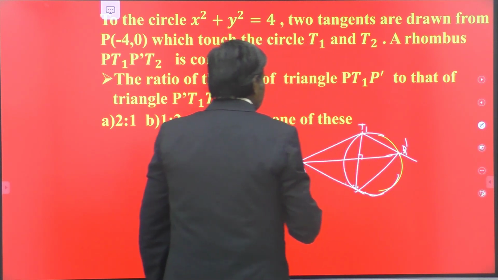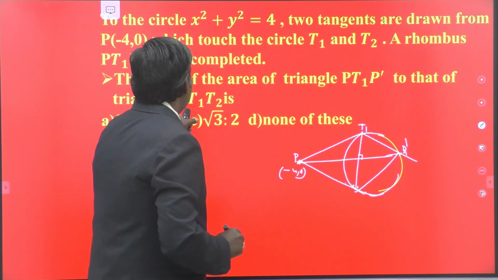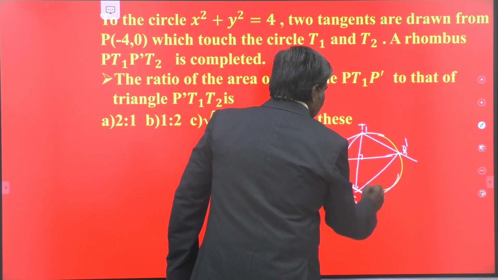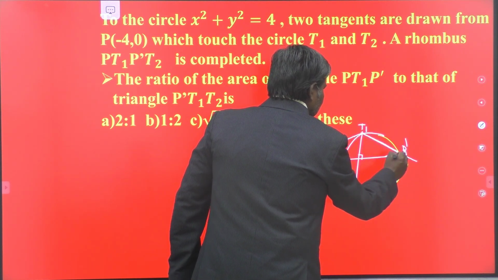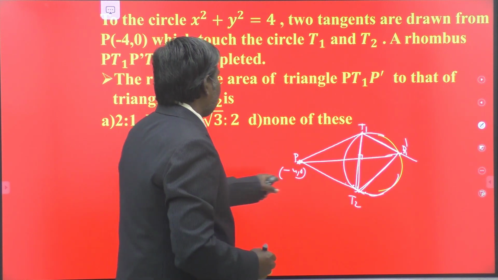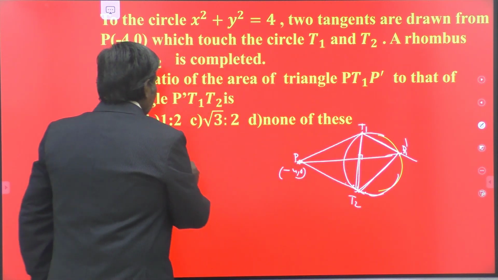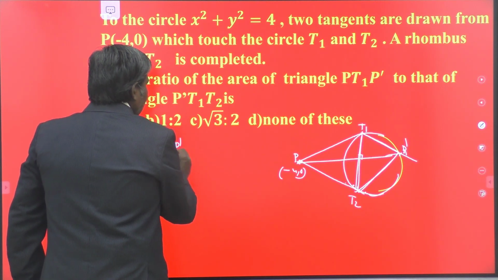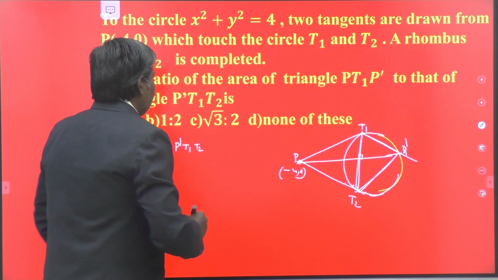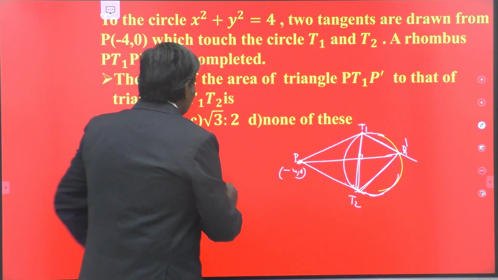The angle is 90 degrees here. This is the first triangle. And another triangle is what? P dash T1 T2. This is T2. This is P dash T1 T2. We can find the area of the triangle. These two areas are the same. We can find the area of the triangle first of all. The area of triangle P dash T1 T2 is equal to the area of the triangle P T1 T2.